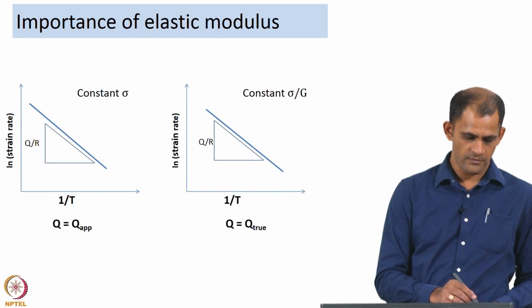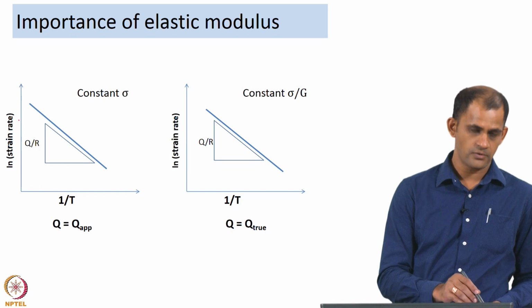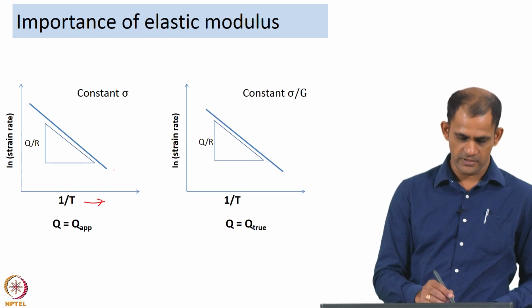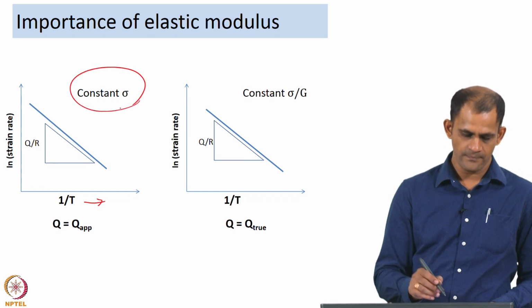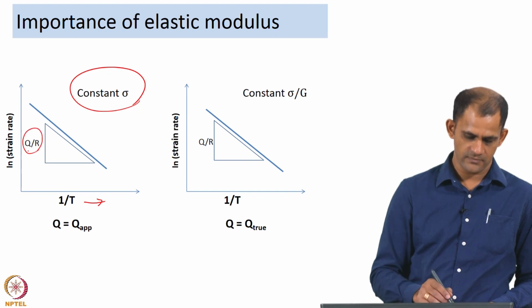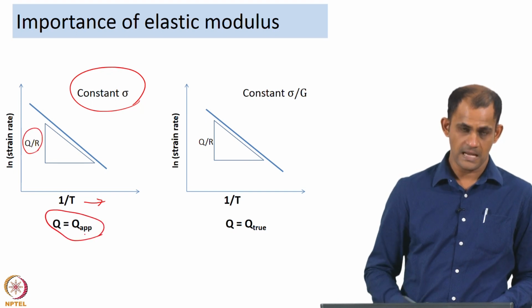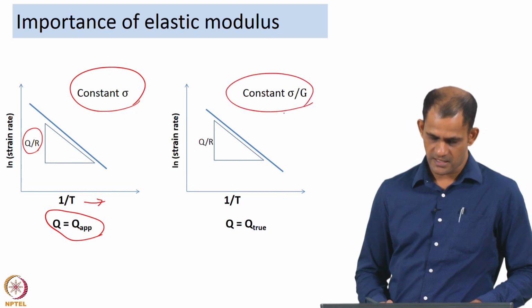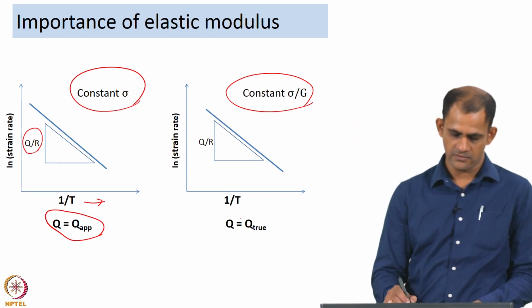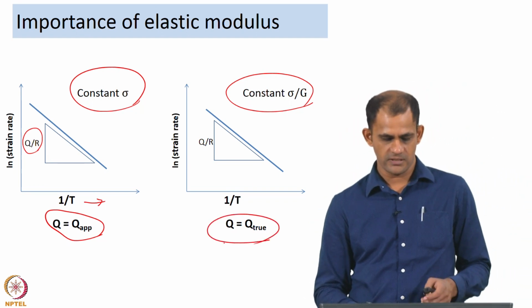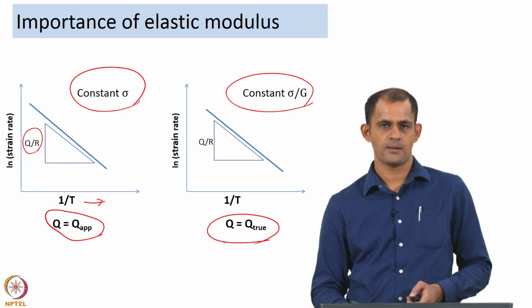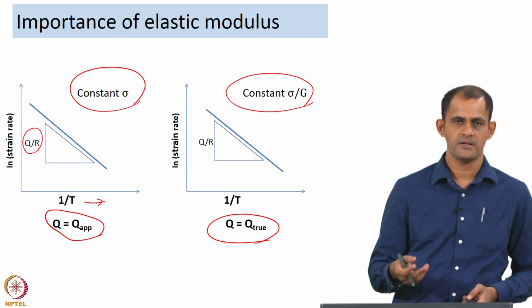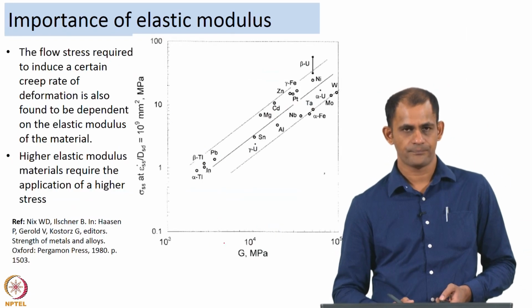So, here you have an Arrhenius plot. You have ln of strain rate versus 1 over T, just for the sake of illustration. If you used a constant sigma, the activation energy you get as a result is the apparent activation energy. In the second case, you carried out your comparison at constant sigma over G, and the activation energy you get is known as the true activation energy. So, that is the role elastic modulus plays in the analysis of your data and in determining the different creep parameters, especially the activation energy.